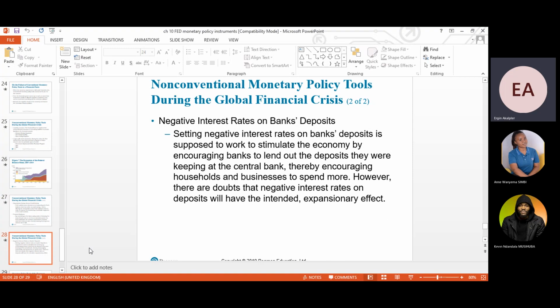The negative interest rate on banking deposits. Setting a negative interest rate on bank deposits is supposed to work to stimulate the economy by encouraging banks to lend out the deposits they were keeping at the central bank, thereby encouraging households and businesses to spend more. However, there are doubts the negative interest rate on deposits will have the intended expansionary monetary policy effect.